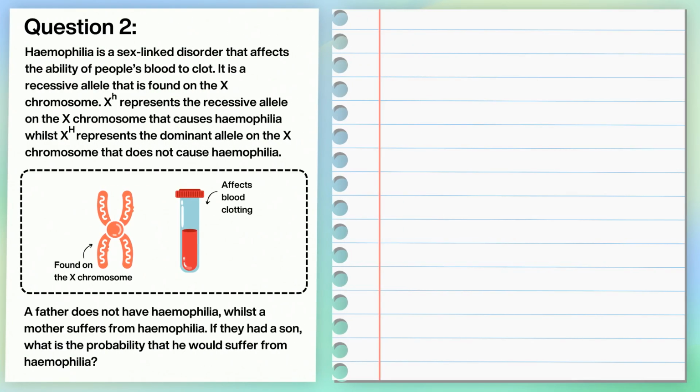Let's look at another question. A father does not have haemophilia, whilst a mother suffers from haemophilia. If they had a son, what is the probability that he would suffer from haemophilia? Pause here to have a go. Now let's go through it.